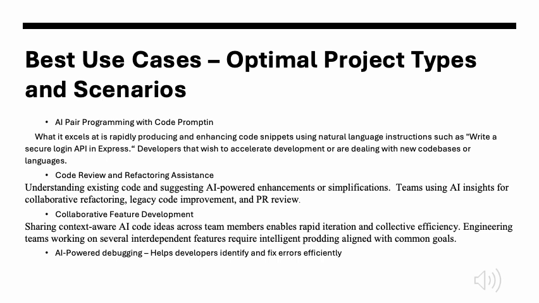The third thing we can talk about is collaborative feature development. We can share AI code ideas across team members, which enables rapid iterations and collective efficiency. Engineering teams working on several independent features require intelligent prompting aligned with a common goal. So it helps in creating a common goal for all the engineering teams and can make the workflow faster. AI-powered debugging is also one of the features, because it helps developers identify and fix errors more efficiently.